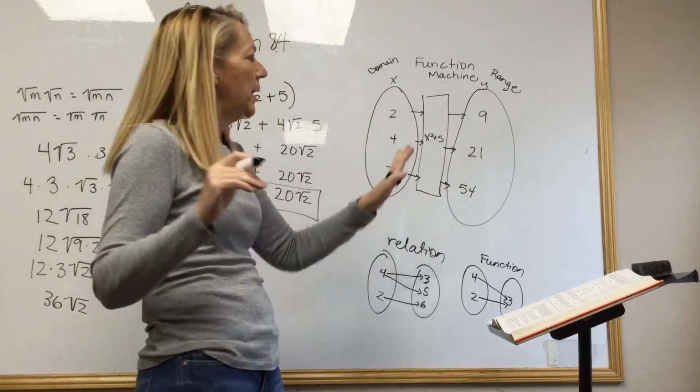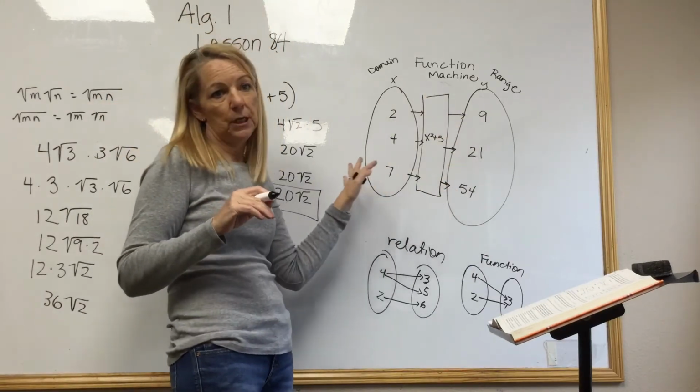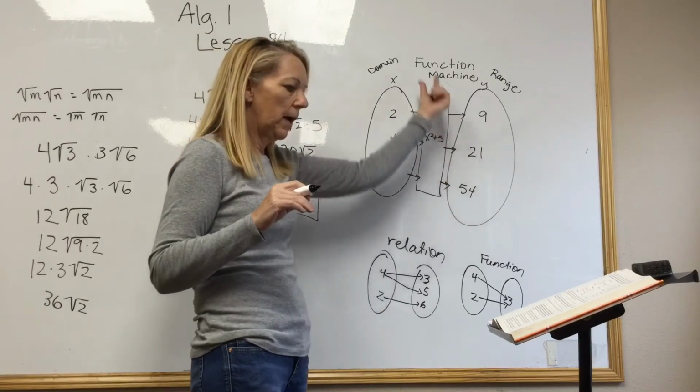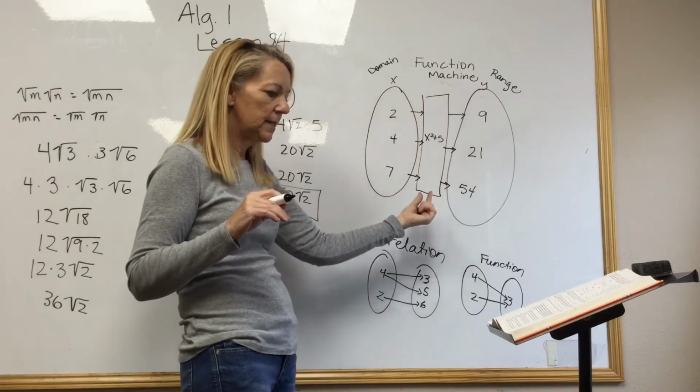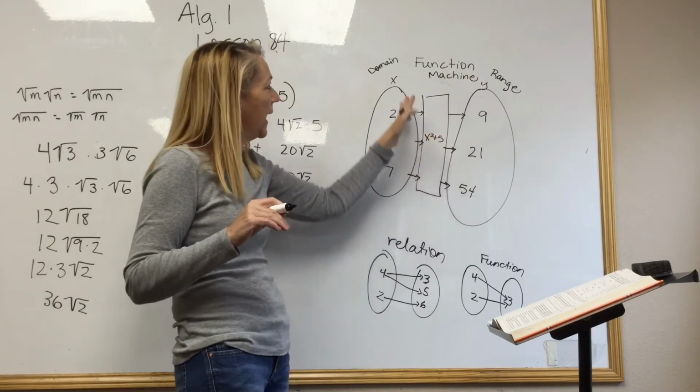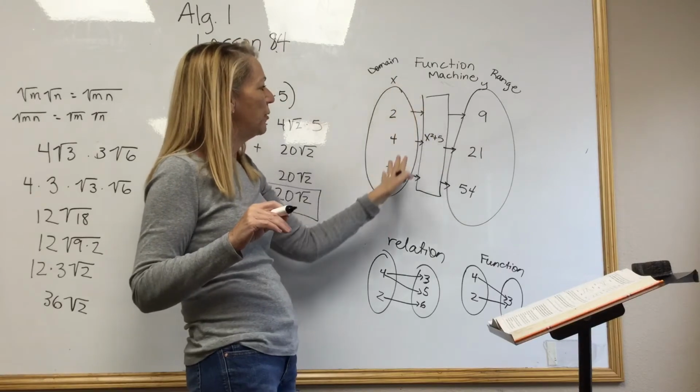And so here we have what we call a function machine. And the function machine has this in the middle. That's the equation. And here's my domain. My domain is 2, 4, and 7.